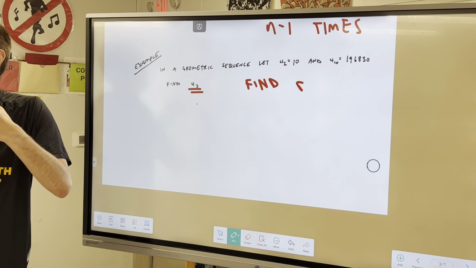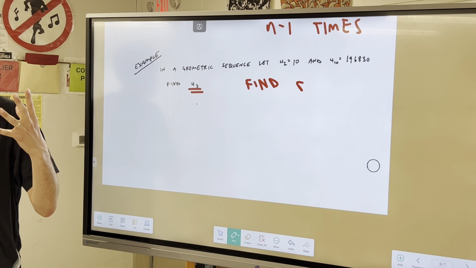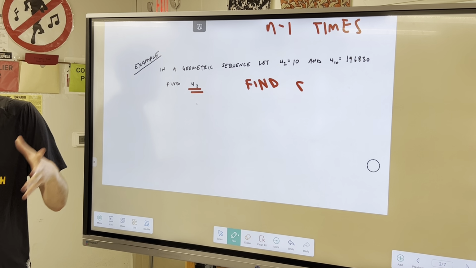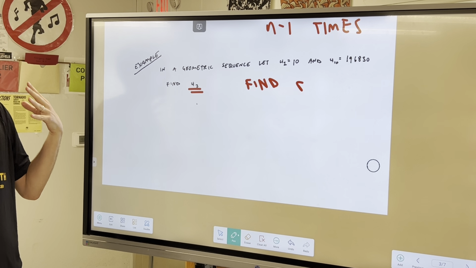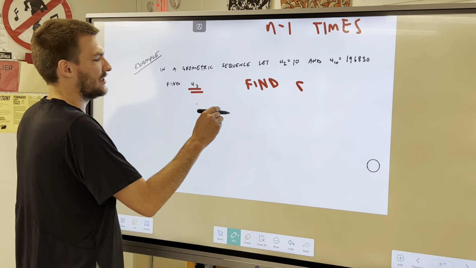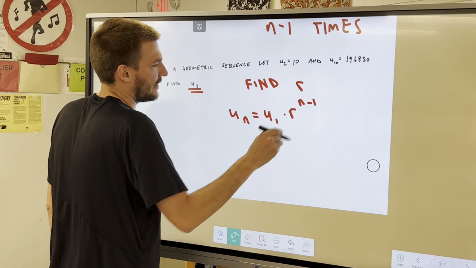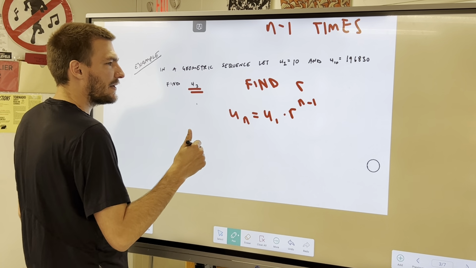How can we use all the stuff we have to get it into some formula that has an R in it? Probably the only formula we've talked about today so far. We're going to use the general formula, which is u sub n equals u sub 1 times r to the n minus 1. We're going to use all this information that we have.